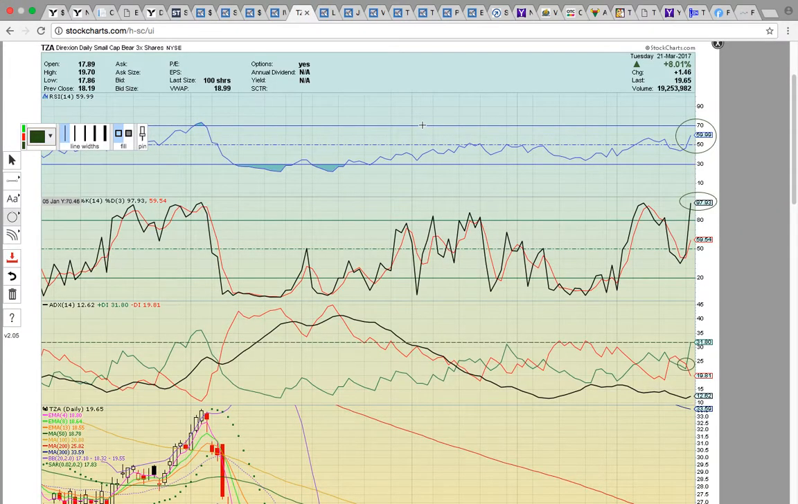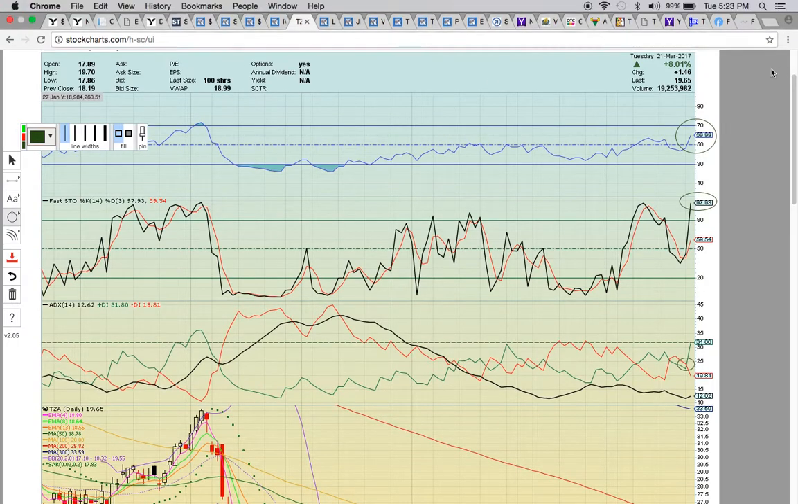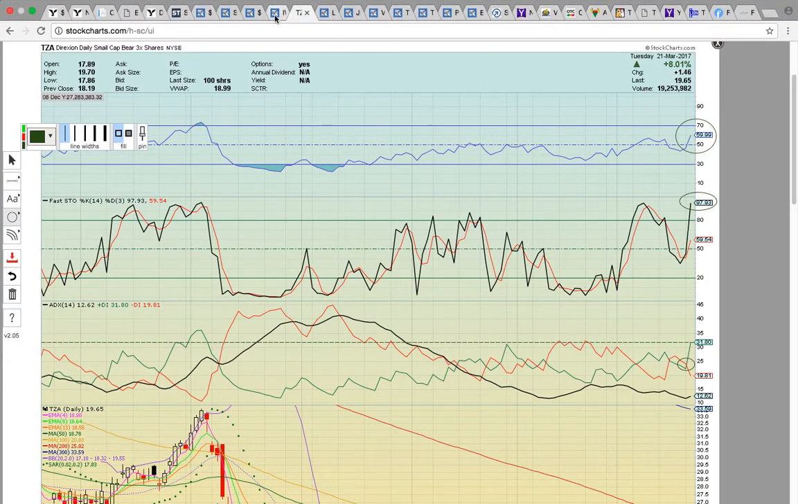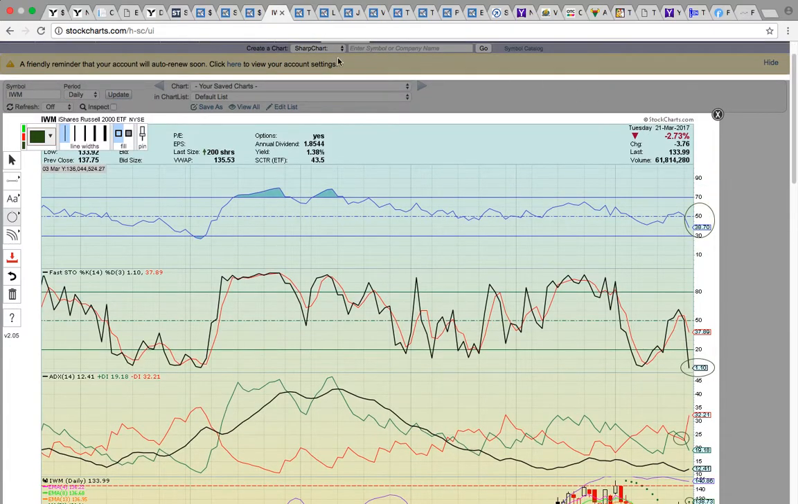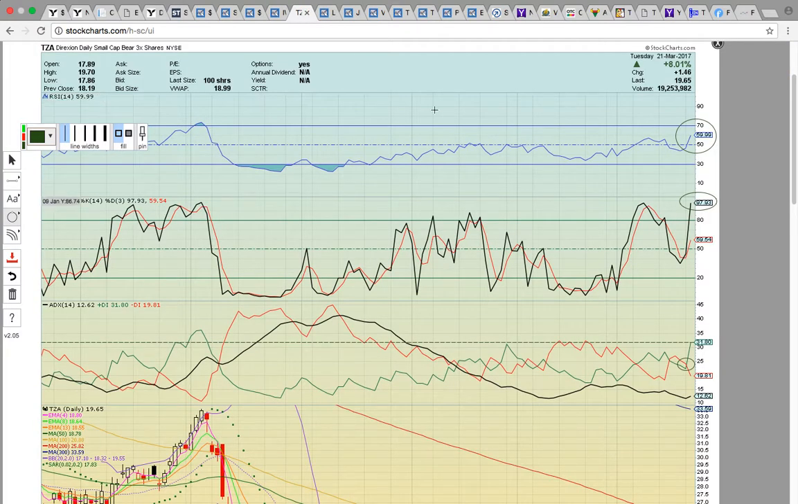Okay, when the small caps are under pressure and they're dropping, what do you do? You trade TZA. This is the small cap bear 3 times. So this had a very bullish day today. Notice it was up 8% today when IWM was down 2.7%. So when IWM is down, you can capture nice gains through trading TZA.